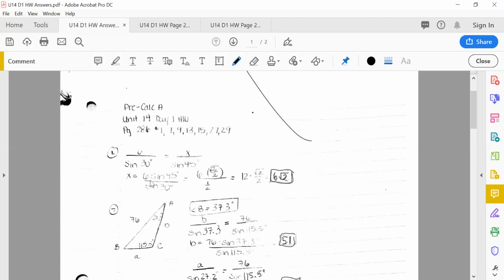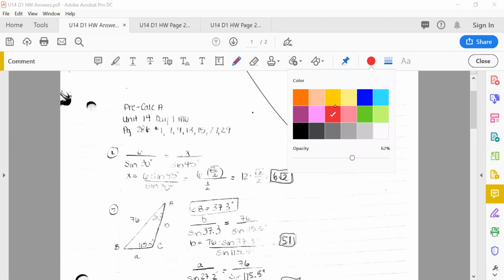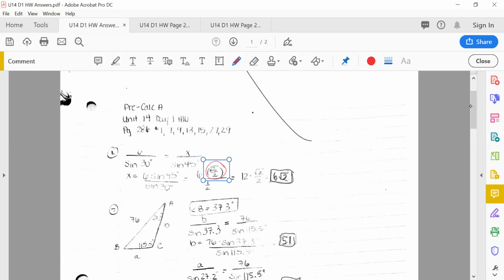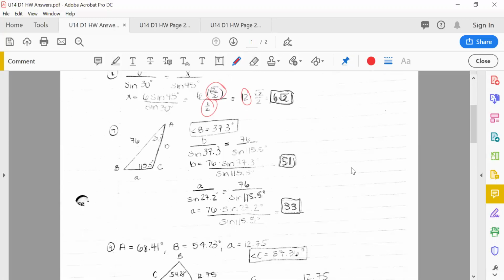There we go. And then she decided, hey, I'm not going to use my calculator. I am going to use my knowledge of trig. The sine of 45 is root 2 over 2. The sine of 30 is 1/2. Remember, dividing by 1/2 is like multiplying by 2. So 6 divided by 1/2, or 6 times 2, is 12. And 12 root 2 over 2 becomes 6 root 2. Number 1 is done.